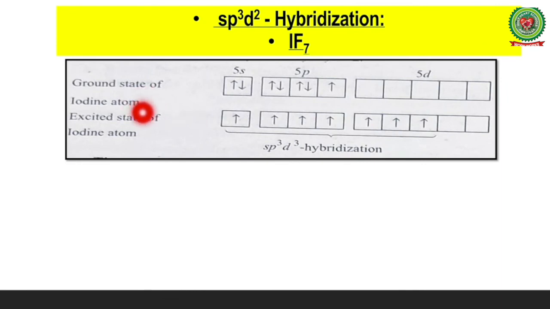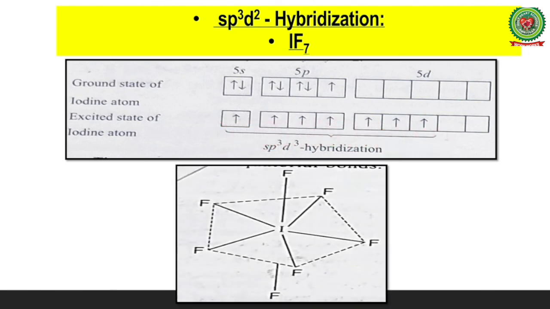The iodine atom has a valence shell configuration in the ground state of 5s2, 5p5. So one unpaired electron is present in iodine in the ground state. But in the excited state, when the orbitals mix together, the paired electrons from 5s and 5p are excited to the 5d orbital. And this gives rise to sp3d3 hybridization, and the shape of the molecule here will be pentagonal bipyramidal.